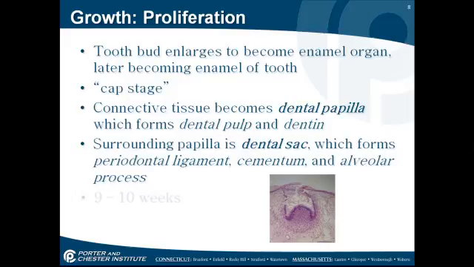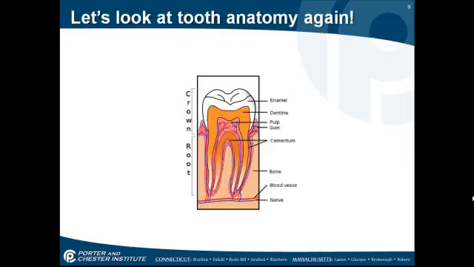Surrounding the papilla is a dental sac. There's a little sac around here, which forms the periodontal ligaments, the cementum, and the alveolar process. This occurs from 9 to 10 weeks in utero. Now this is one tooth we're seeing, but of course it's happening with several teeth at a time. Here's your tooth anatomy again. We've already described the enamel, the dentin, and the pulp, and the alveolar process, and the periodontal ligaments.